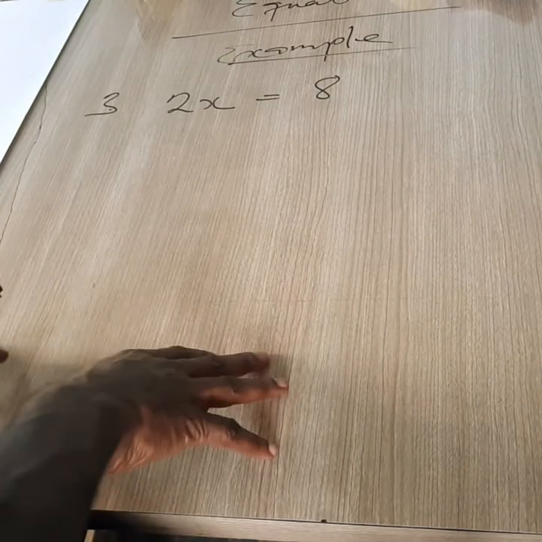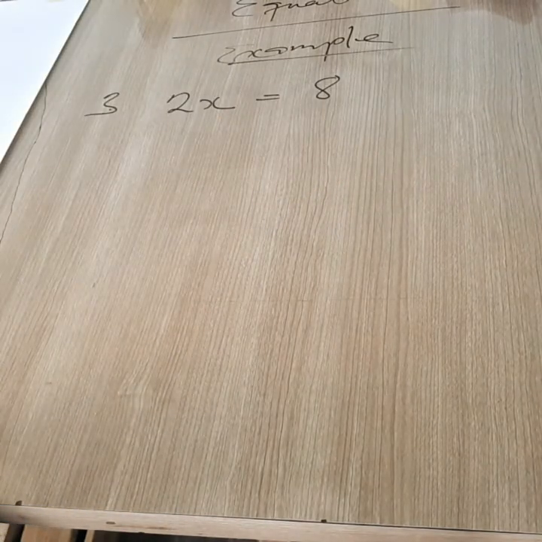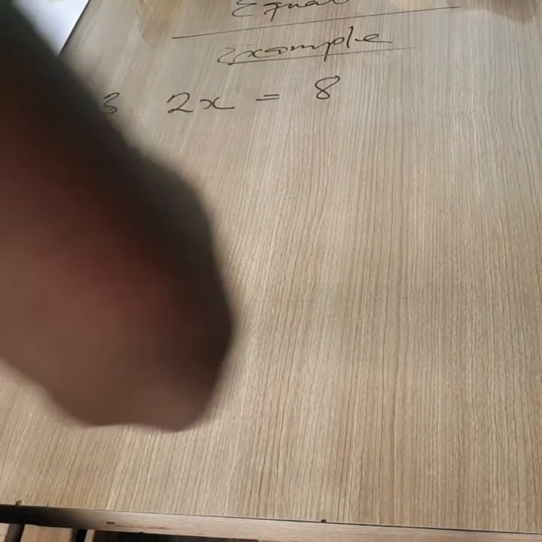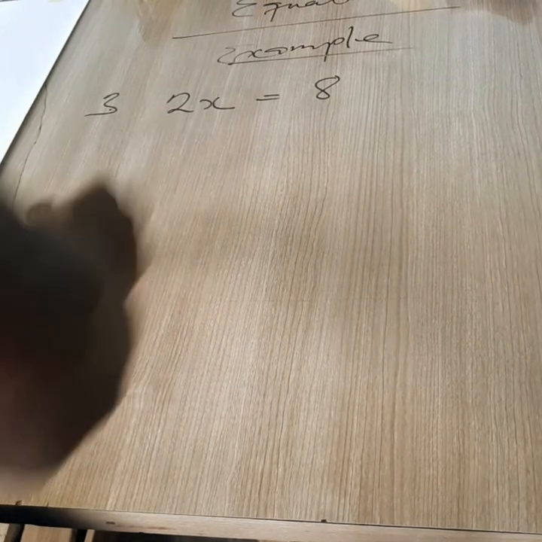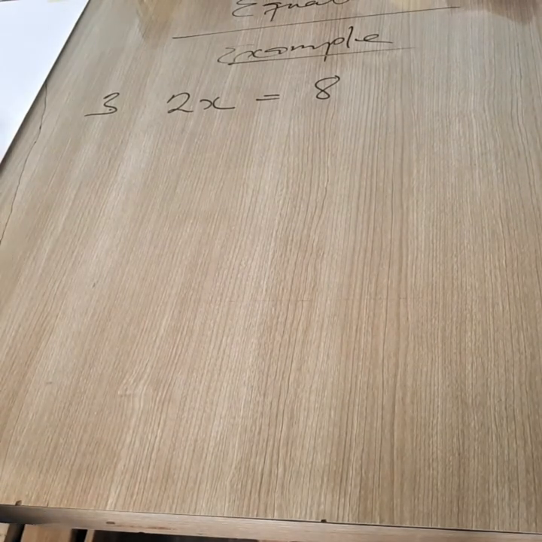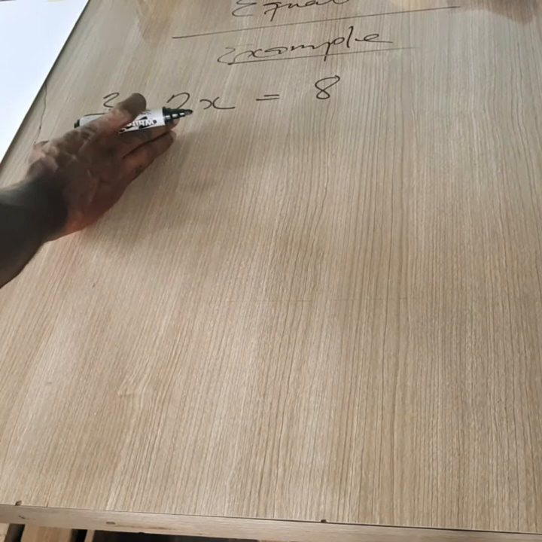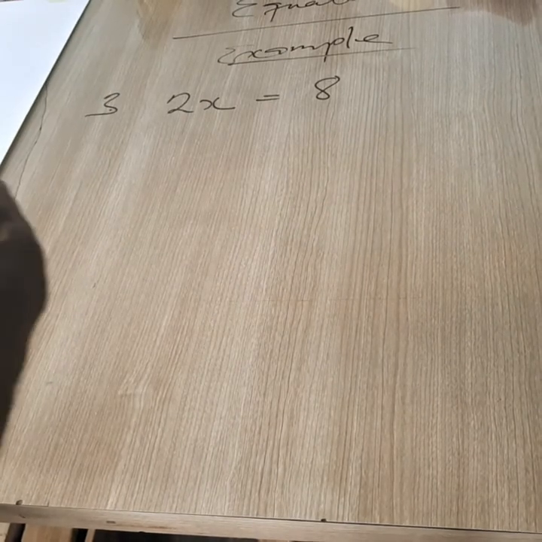In example number 3, we have 2x equal 8. Remember that I told you that when we are multiplying, the multiplication causes the equal sign to divide. But we have a way of doing it. We copy the same numbers again, and then we divide by the coefficient of x. That is the number multiplying the variable x.